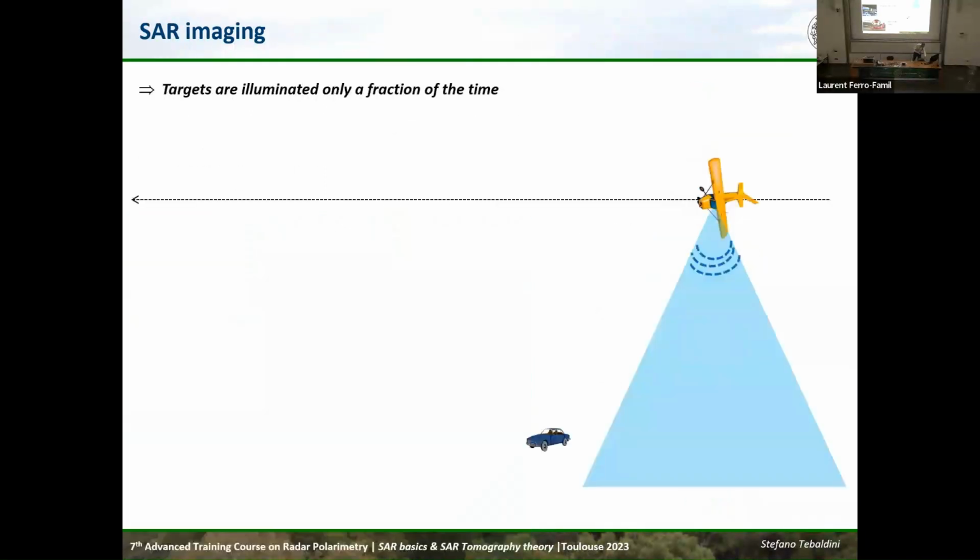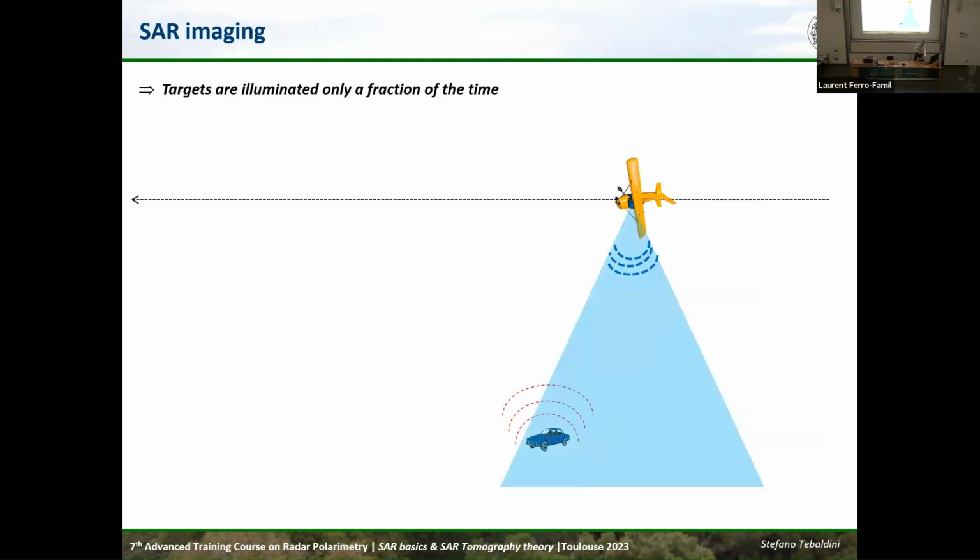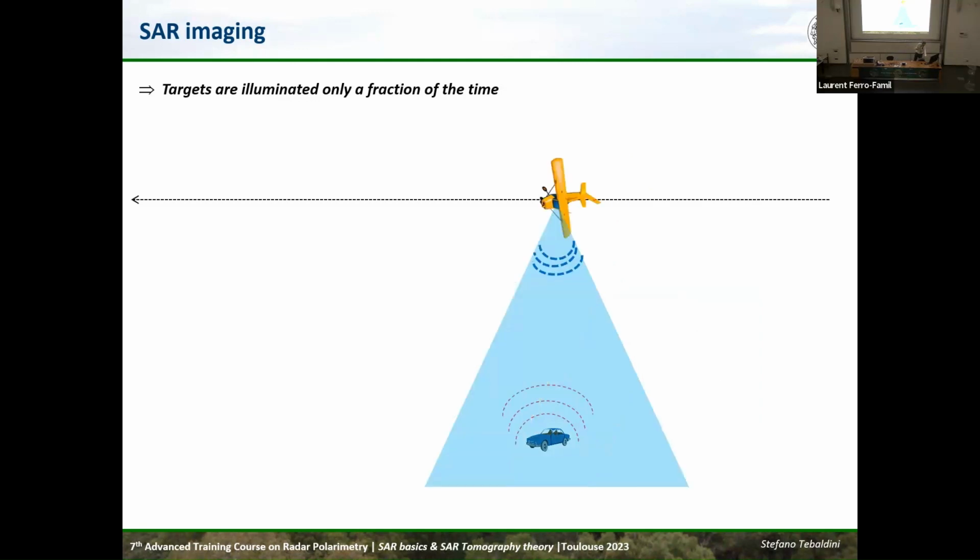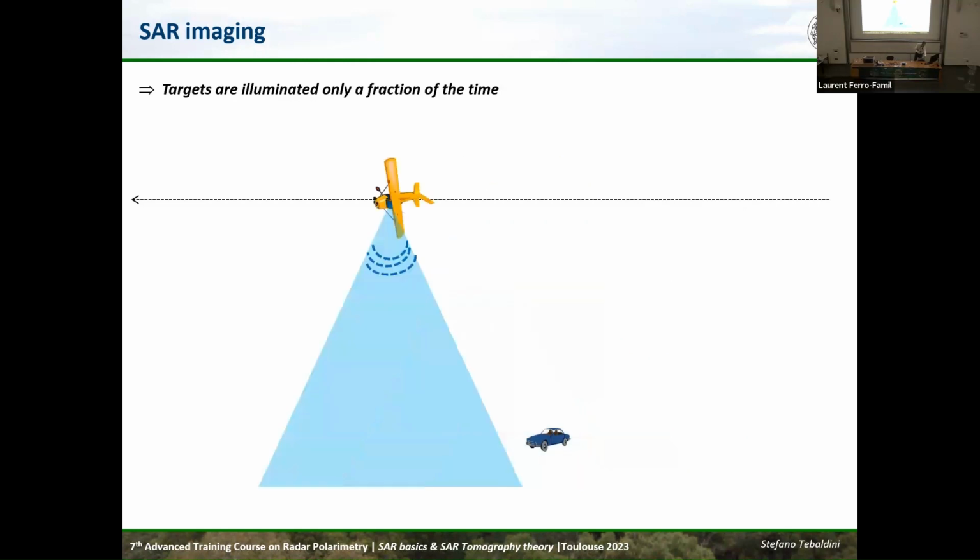Now, what does it imply for SAR? Well, it implies that any target is illuminated only for a fraction of the time. You see, in this case, this target is not responding simply because it is outside the beam of the radar. As time goes by, now the target is responding, it is still responding again, and then it stops.